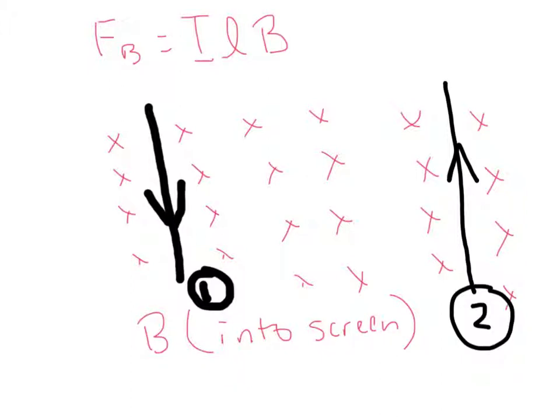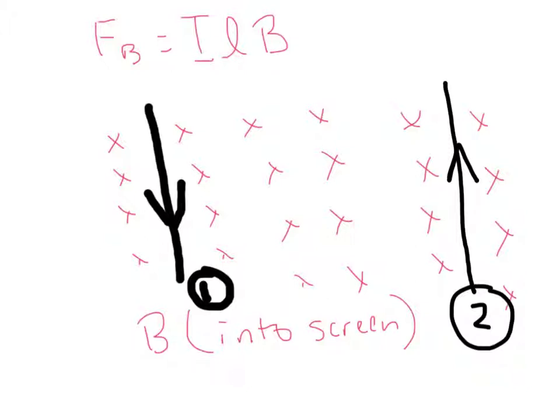Now, let's take a look at this and work our way through this. Let's look at wire 1 first. I have B going into the screen. What I want to find out is what is the force on that wire and what the direction of it is. And I'm going to use the right-hand rule to do that. Now, we know that B is going into the screen, so your fingers are going to need to go into the screen. Now, we're only looking at number 1 right here. We'll do number 2 in a second. So if I look at number 1, my fingers are going into the screen. My thumb is now going to be directed down the screen.